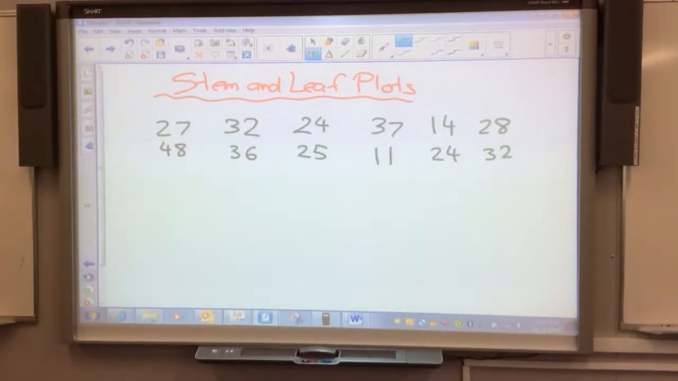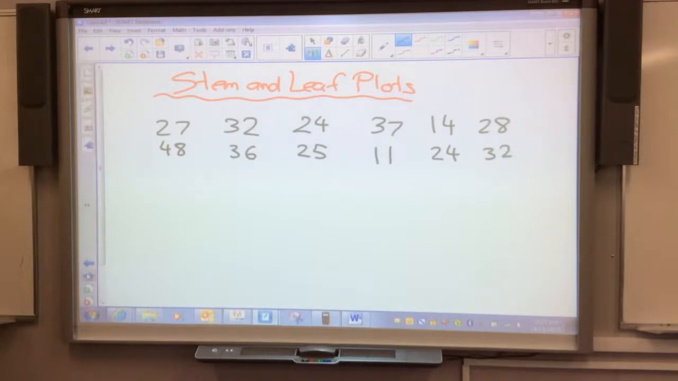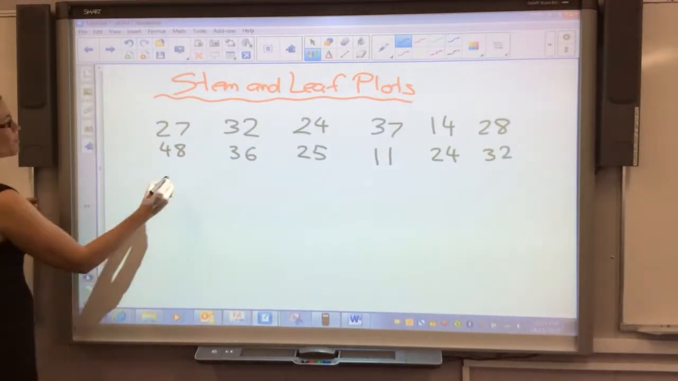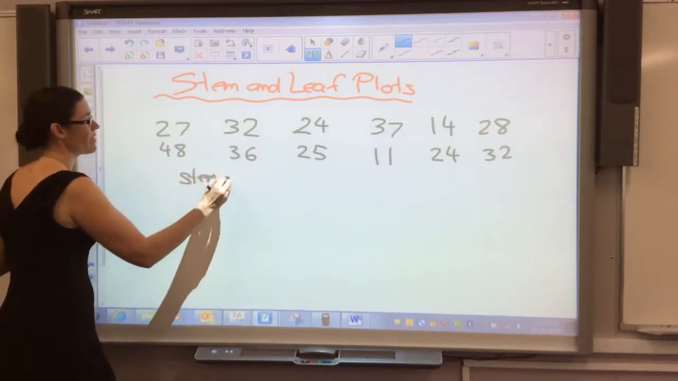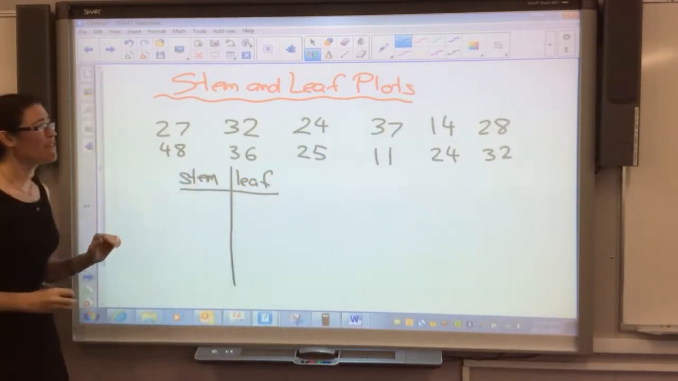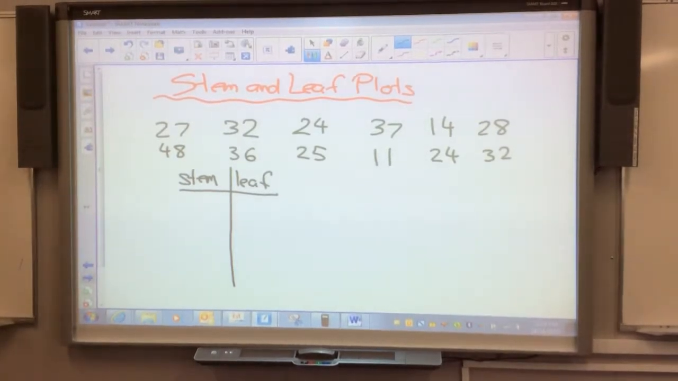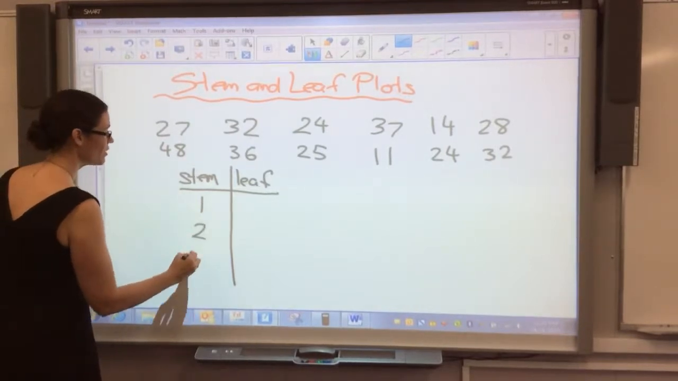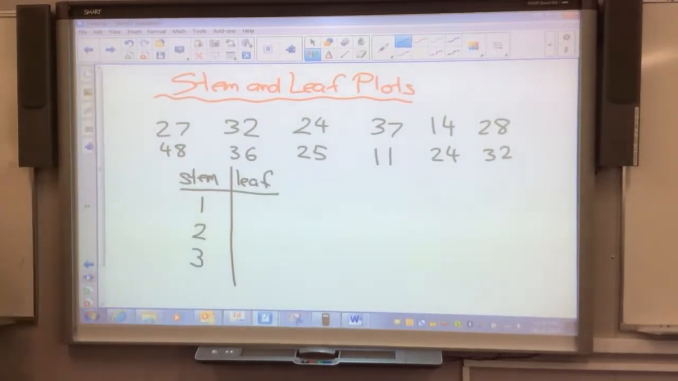For this question, our stem is going to be our tens digit and our leaf is going to be our units digit. So we have stem and leaf. Now, if I look at these numbers, what different numbers do I have in the tens digits? I have 2, 3, and 1. They're the only numbers in the tens digits. So my stems are 1, 2, and 3. Is everyone happy with that?